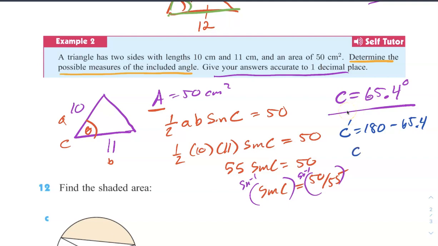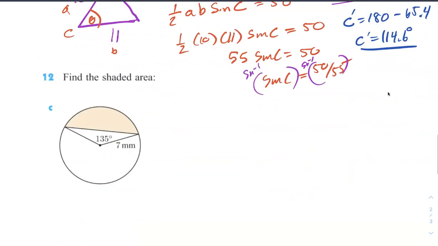Anyway, if you simplify that, you get 114.6 degrees. And that's generally the strategy here. If they ever ask you about multiple possible angles, you just get your angle you find and subtract it from 180. Again, we'll talk more in detail about why we do that later.